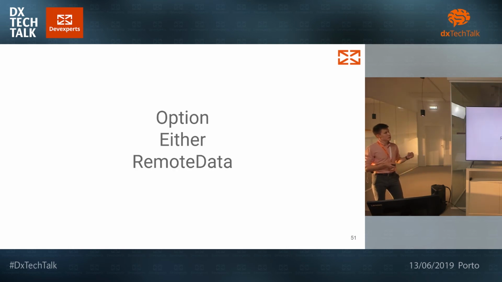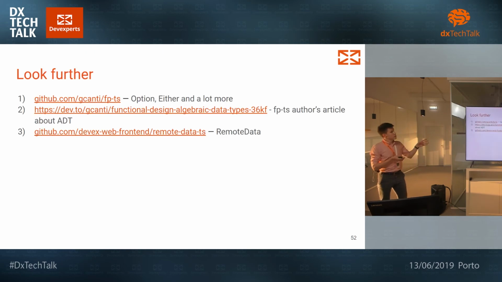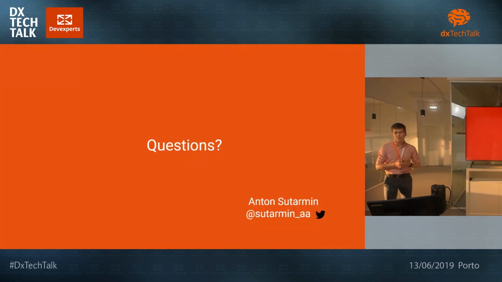So, today we learned about 3 different algebraic data types: option, either, and remote data, and how to make your life easier, and even how to save $2 billion. Some useful links here: the fp-ts library on GitHub, then an article from the fp-ts author about algebraic data types, and then a link to our remote data type. And that's it from me for today. Thank you very much.